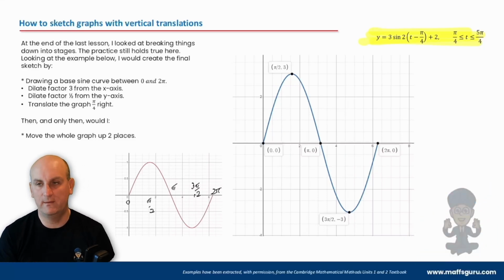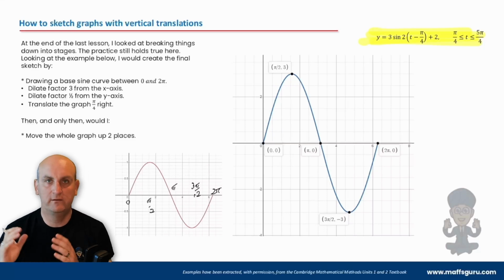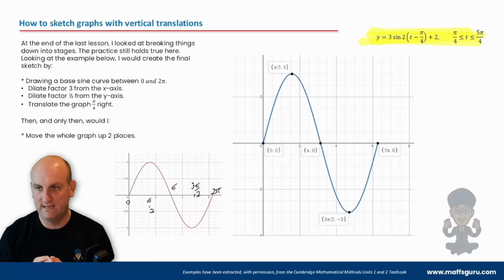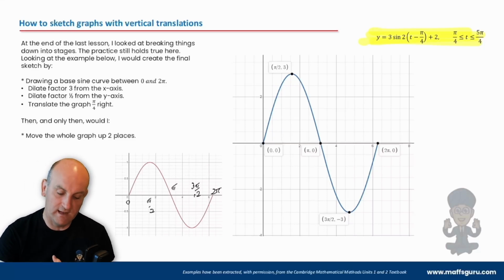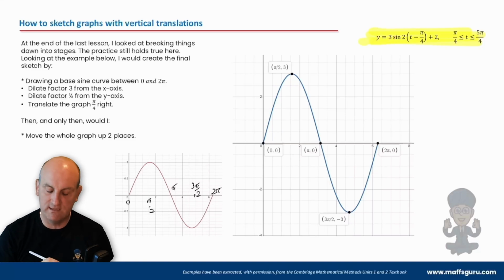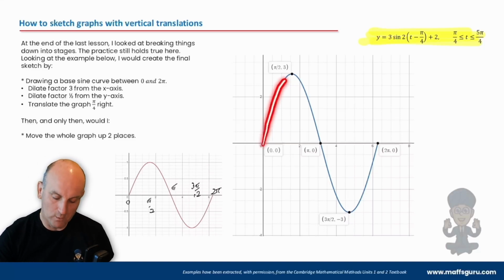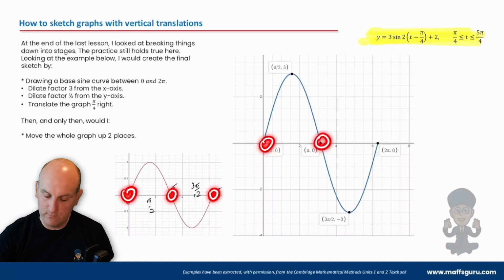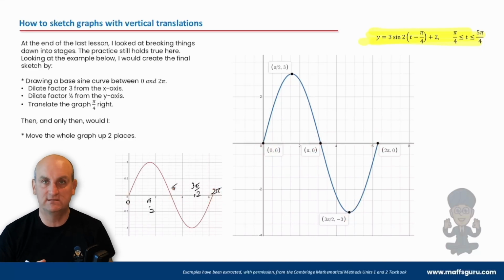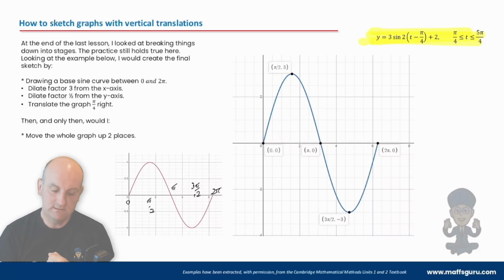Why? Because it's going to make my life a lot easier when I start dilating away from the x-axis and the y-axis. I always do the value outside the function first, that 3 first, because now I'm effectively going to change my amplitude. What was an amplitude of 1 now becomes an amplitude of 3. My crossing points stay exactly the same when I dilate away from the x-axis. Stays exactly the same. Right, so that's my 3 done.